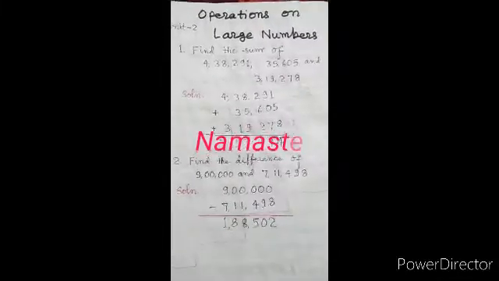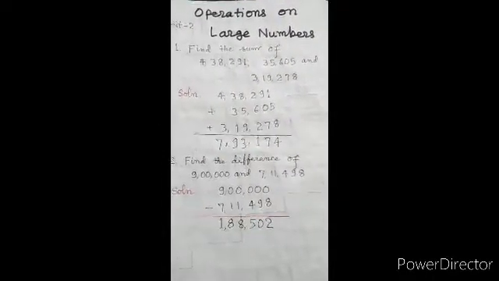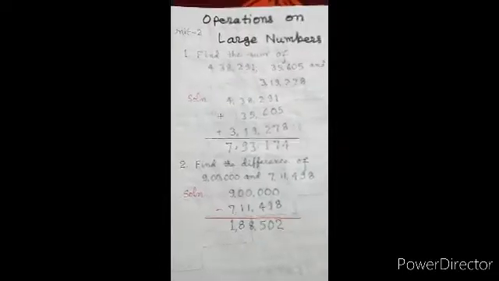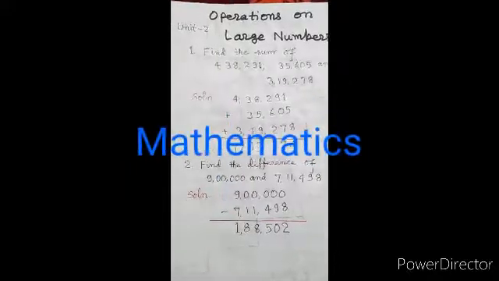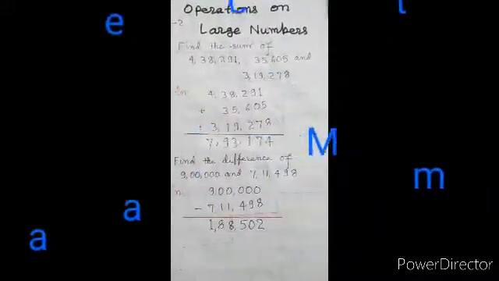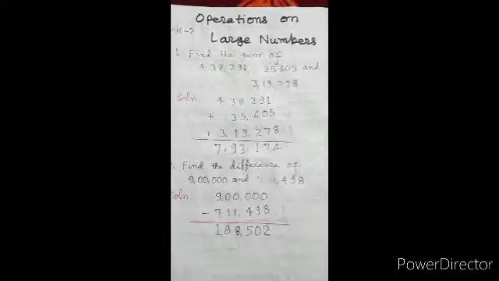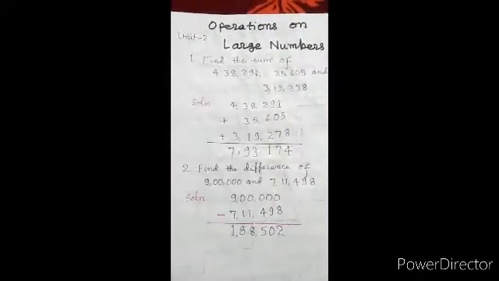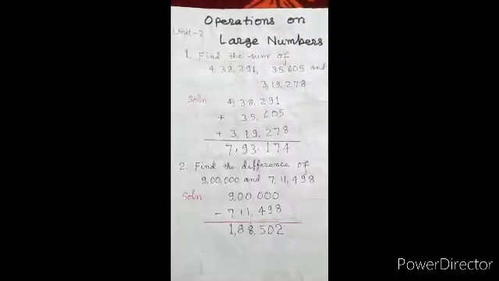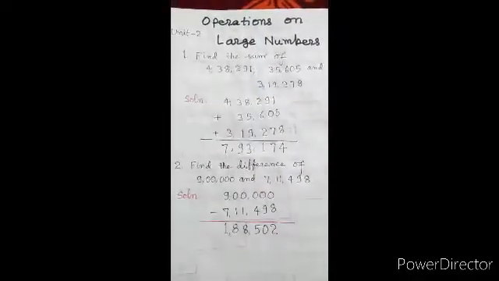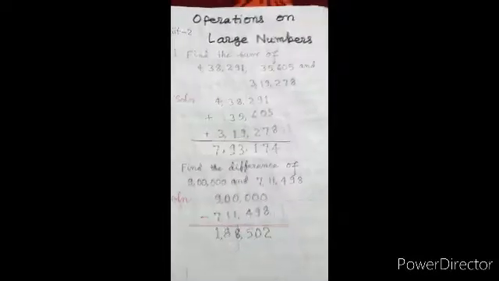Namaste everyone. Here I am going to explain Unit 2, named Operations on Large Numbers, of Standard 5th for the students studying in DAV Public Schools. Here all the four fundamental operations will be used. Firstly, try to understand addition on large numbers.